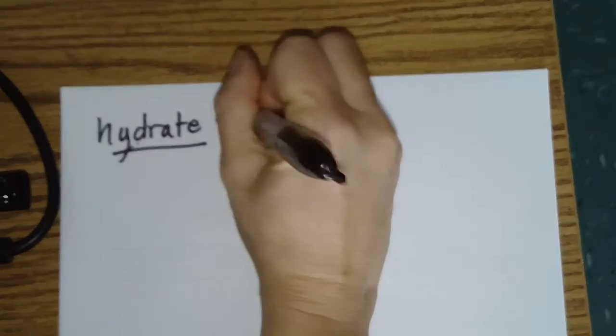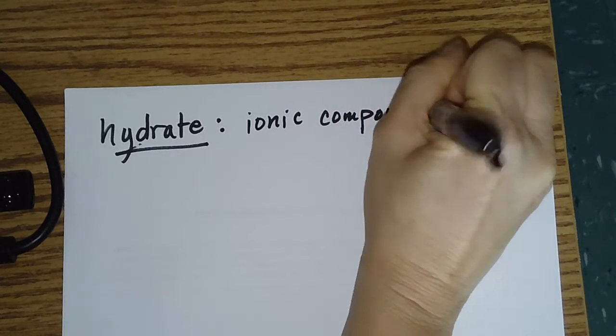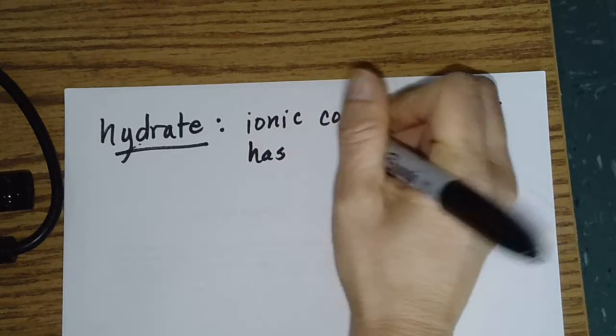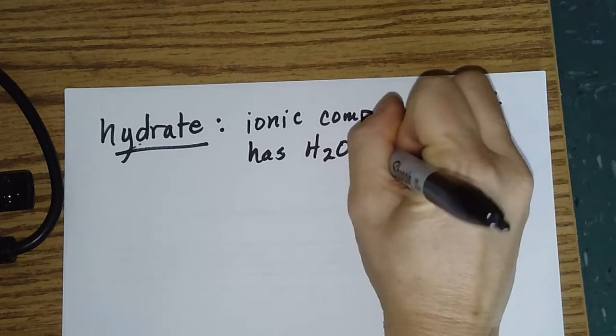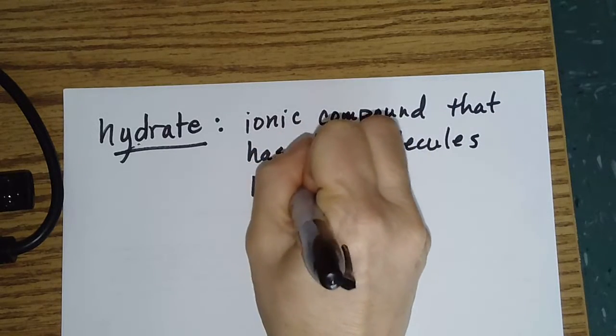thinking back to your life and the world before you did chemistry, what compound does hydrate make you think of? Water, right? Like if you're dehydrated, you don't have enough water, or if you're fully hydrated, you have plenty of water. So a hydrate in chemistry is an ionic compound that has water molecules loosely attached.